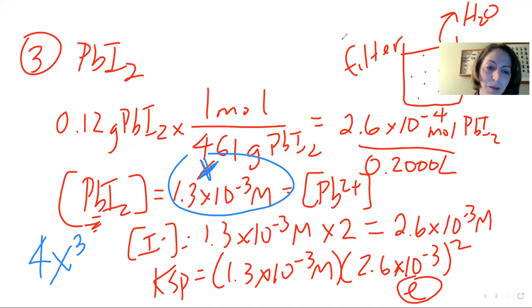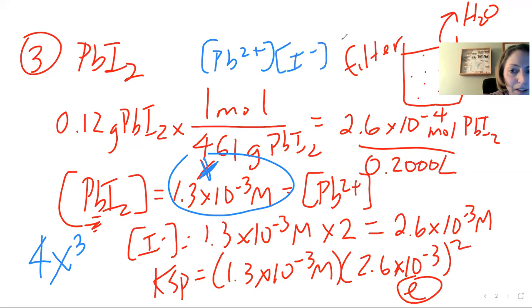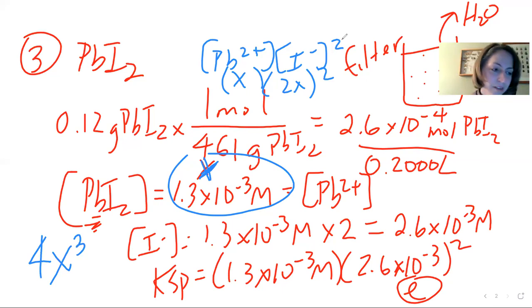Just remember, at this point you really know what you're talking about, so you get so used to using 4x cubed that you kind of forget where it came from. It did come from literally Pb2+ times I minus squared, where this was x, this was 2x, and you had to square it. You had to actually do that algebra. As long as you remember that's where it came from, then yes, totally awesome.